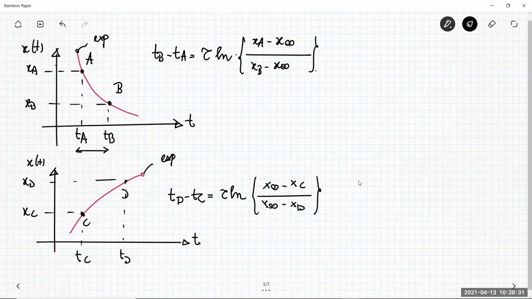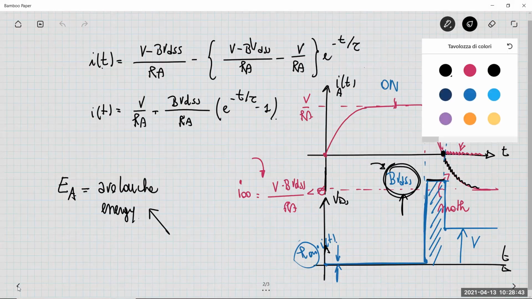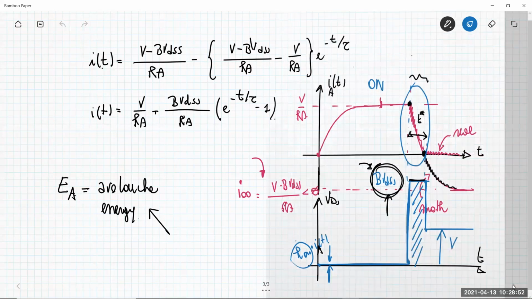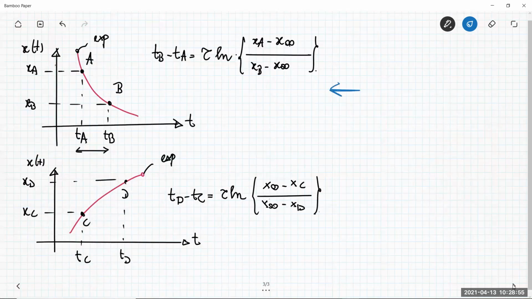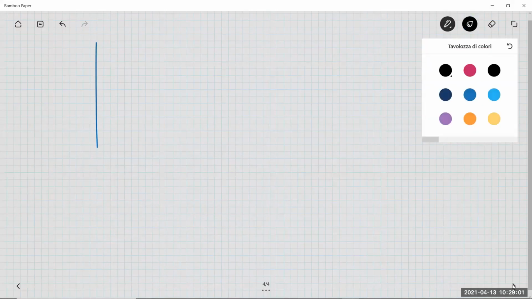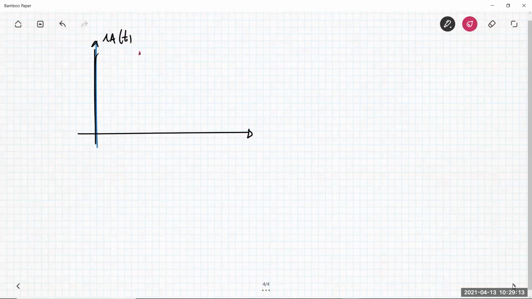Okay, so taking into account these two expressions, in the case I want to discuss here, I'm just looking at this part here, which is a descending exponential function. Okay, so I'm using this equation here. So I have IA(t), so the phase current, and I have this situation.